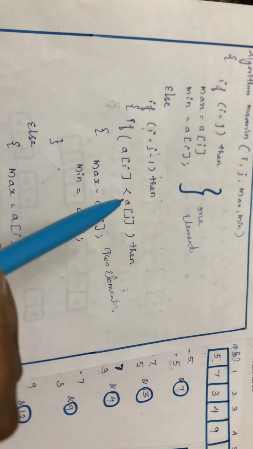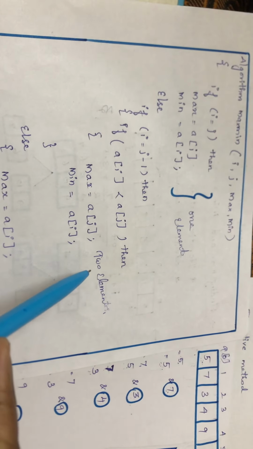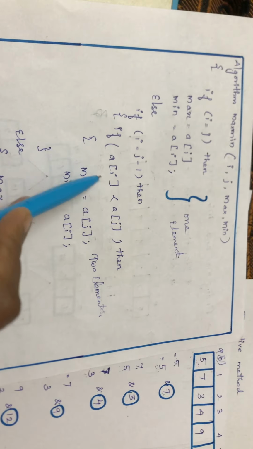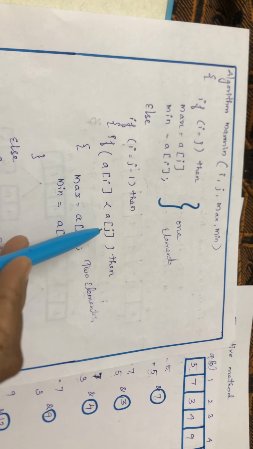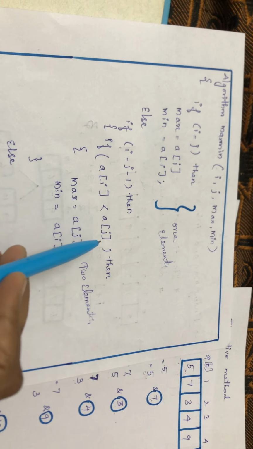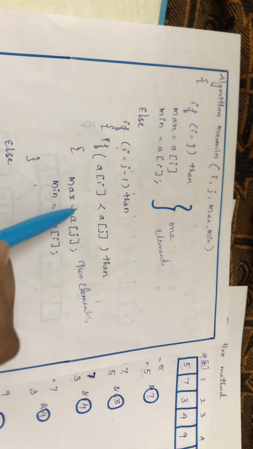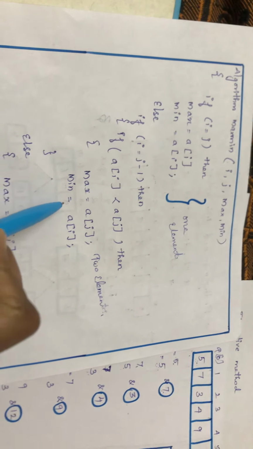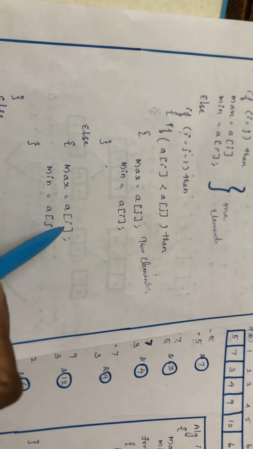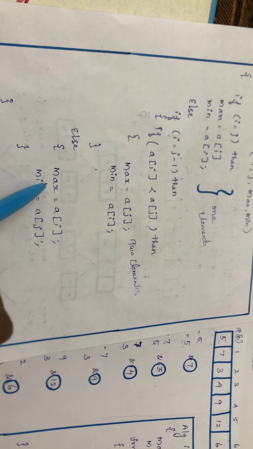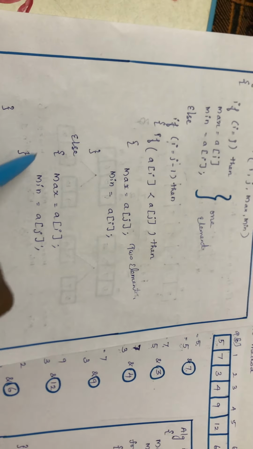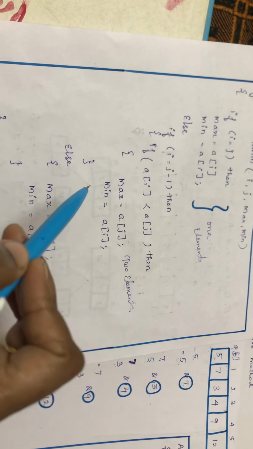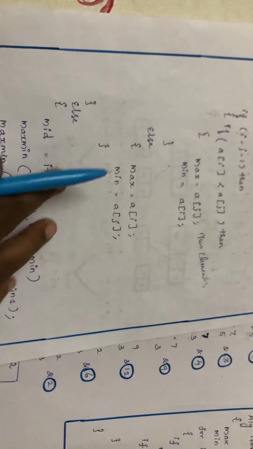In case two elements appear, compare these two values. Which one is maximum? In case a of j is the maximum, a of j will be assigned to max, and a of i will be assigned to min. Otherwise, a of i is assigned to max, and a of j is assigned to min. This case will work out for two elements.